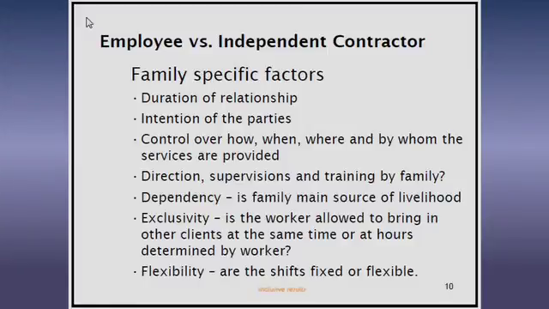And then we look at direction, supervision, and training by the family. So how much supervision and direction is the family providing when the worker is supporting the individual? Dependency we spoke about. Exclusivity we spoke a bit about. If the worker is exclusive to the family and that's their primary means of income, then again that would lead more towards the employee side of things. And flexibility: are the shifts fixed or flexible? Flexible, more toward independent contractor. Fixed, then arguably more toward an employee.